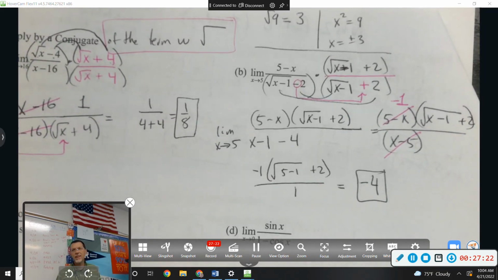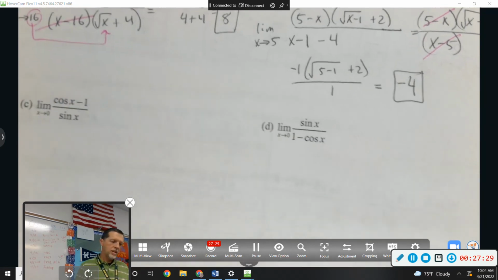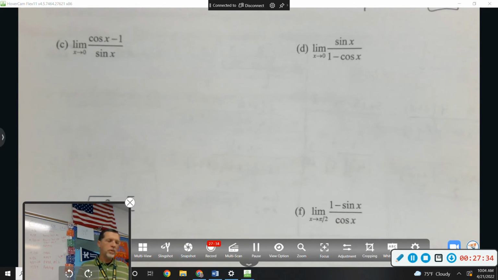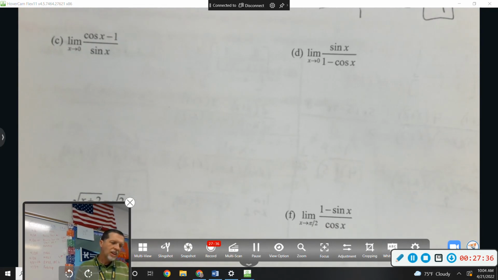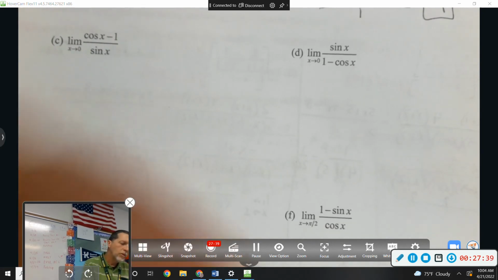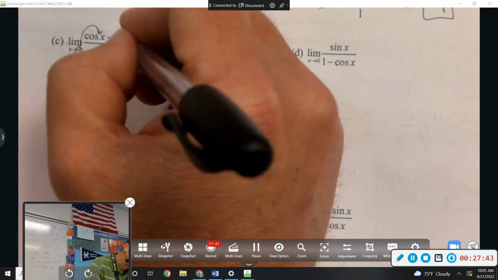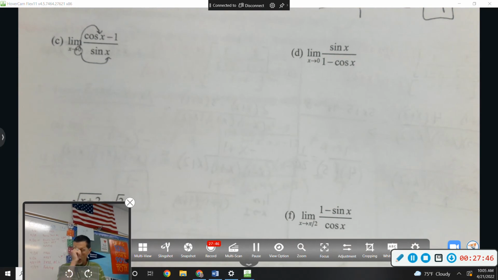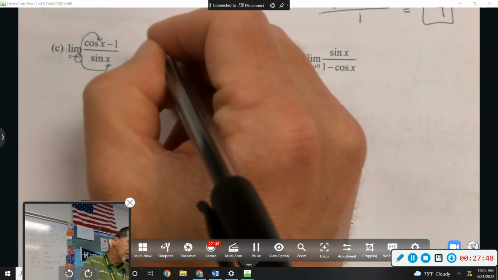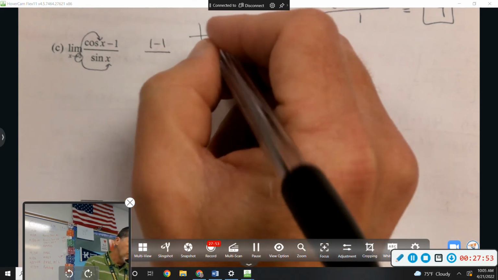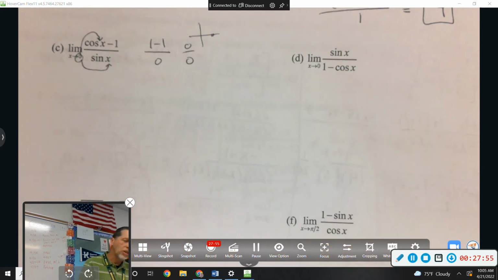Again, the concept isn't bad, but how are your algebra skills? All right, C, there's not a square root in there, but it's still under this conjugate section. So let's once in a while remember to check plugging in 0. What's the cosine of 0? 1. And the sine of 0 is 0. So yeah, we get 0 over 0. So we got to do something.